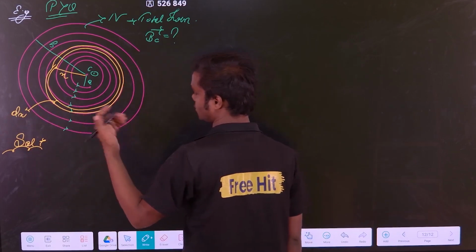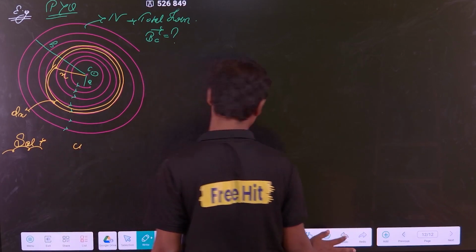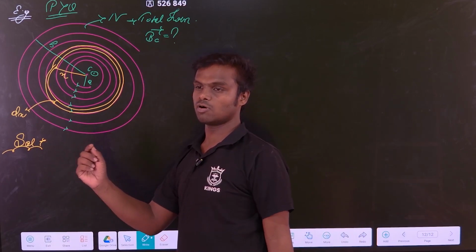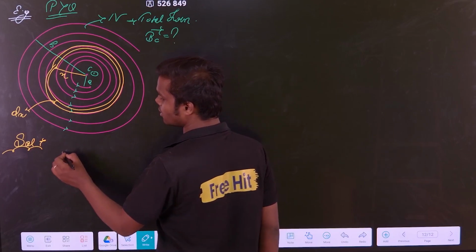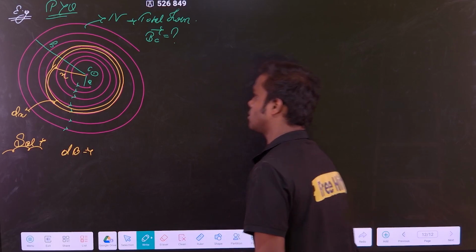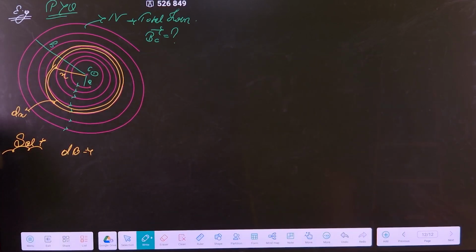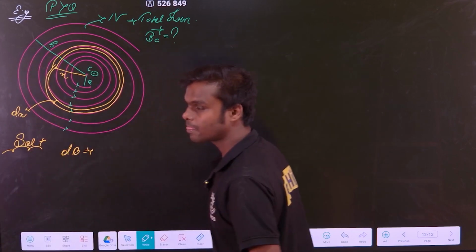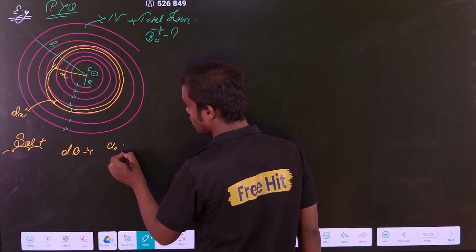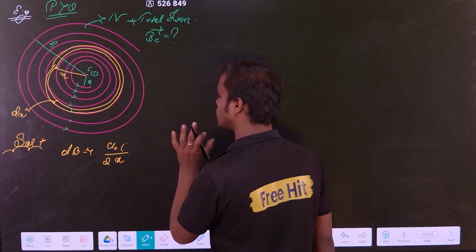Obviously, then, what is the formula for the magnetic field? Because it is a small ring, what is the magnetic field due to a very small ring? If you remember, I told you the formula in the last class. It is mu naught I divided by 2, and the radius is x. What is the total number of turns?